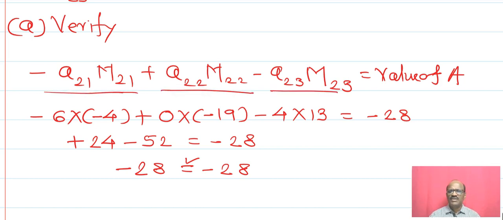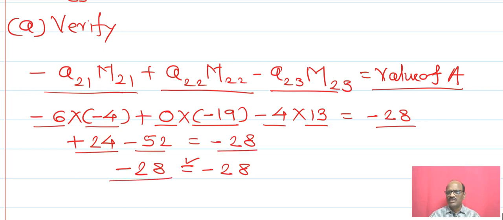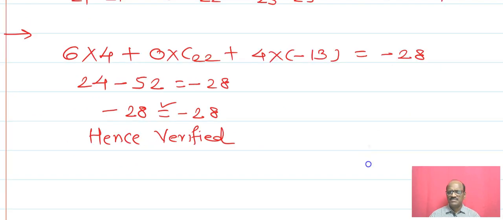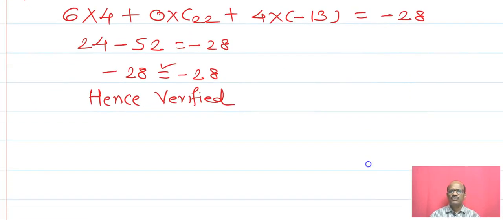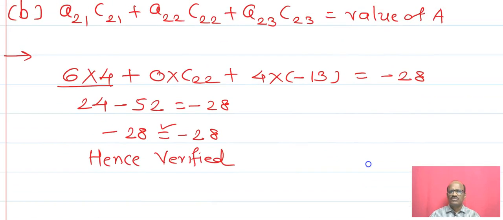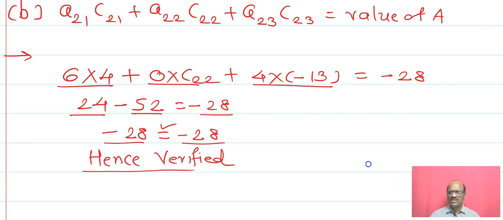Therefore, now we can easily verify it by substituting the values. That is minus 6 into minus 4, 0 into minus 19, minus 4 into 13, is equal to minus 20, and hence it is verified. Next is also verified, 6 into 4. The second is also verified, minus 28 is equal to, again it is verified.